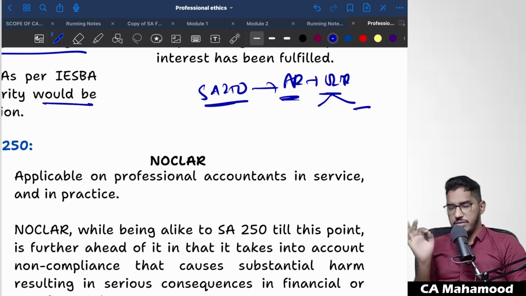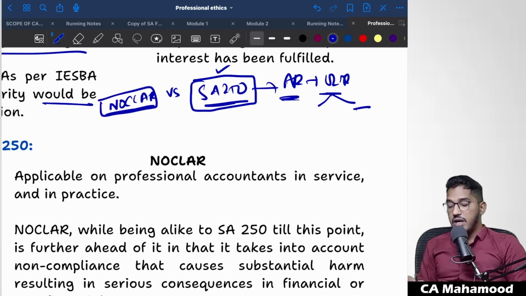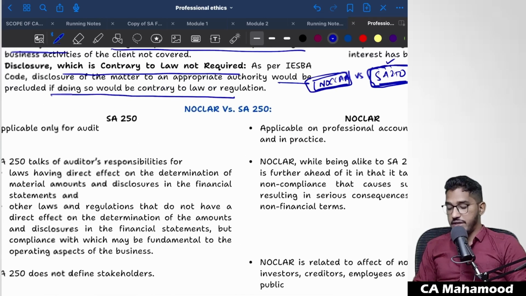So we have discussed SA 250 in a very detailed manner. A lot of time we have spent in understanding the concept. Sir, we learned something regarding auditors' responsibility relating to compliance with laws and regulations in SA 250. Now you told us one more responsibility under Noclar. Sir, what is the difference between these two? What is the difference between Noclar regulations, whatever we have learned now, and the auditor's responsibilities regarding laws and regulations while conducting audit of the financial statements? Between Noclar and SA 250, what are the differences? Let us see the differences here.